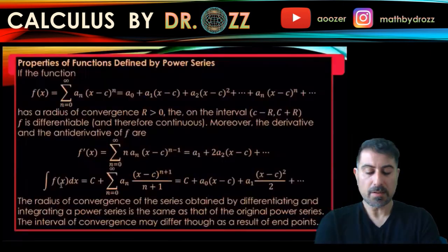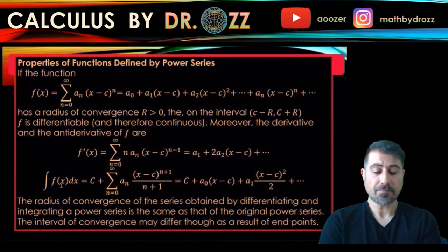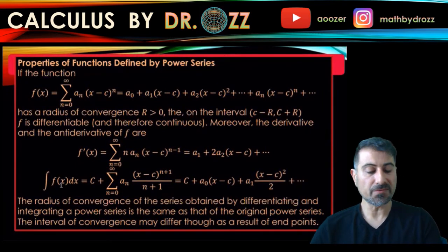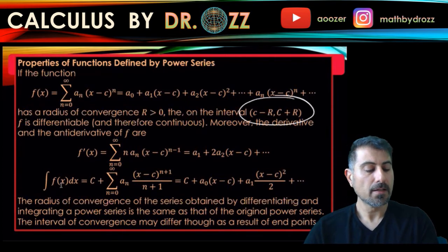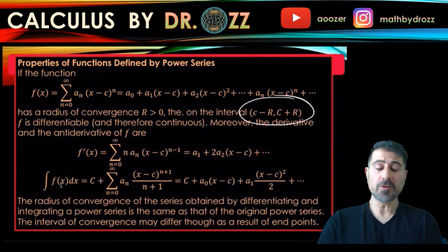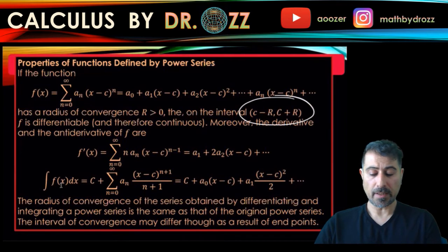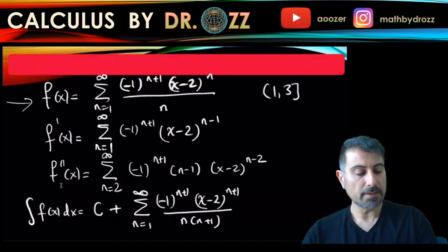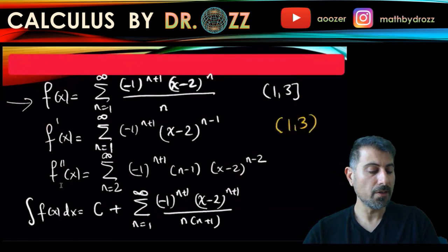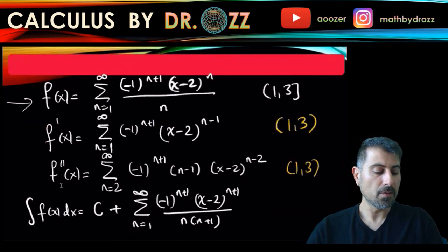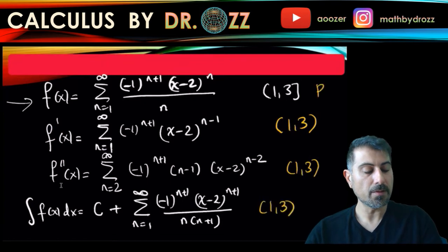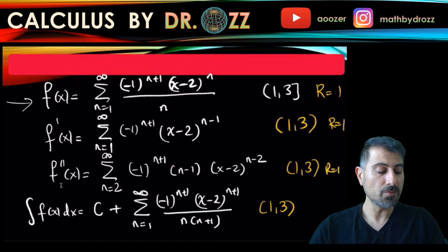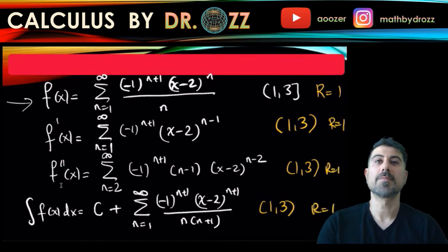So based on this fact here, the interval of convergence, excluding the endpoints for f, is as well the interval of convergence for the derivative and antiderivatives. Okay, so I'm going to go ahead and say that this is 1, 3, 1, 3, 1, 3, and then in every single case, r equals 1.